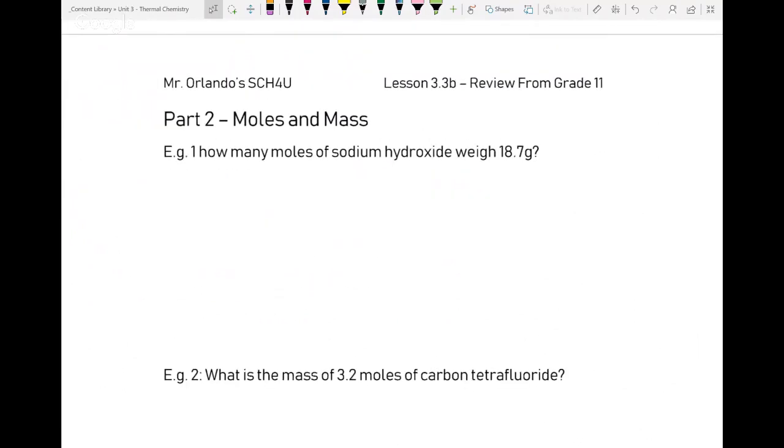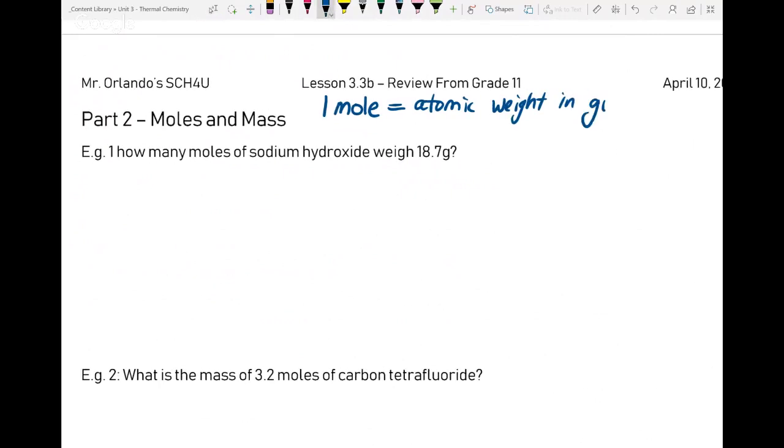All I want to do here is just remind ourselves that if we know how many moles of something we have, we can figure out what that weighs. Or if we know the weight of something, we can figure out how many moles we must have. And the reason, remember, is that 1 mole of something equals its atomic weight in grams.